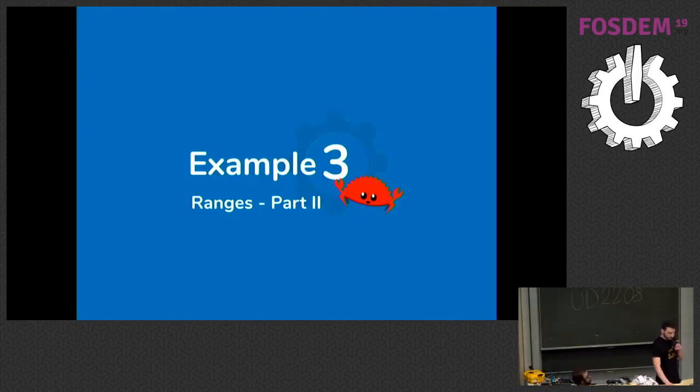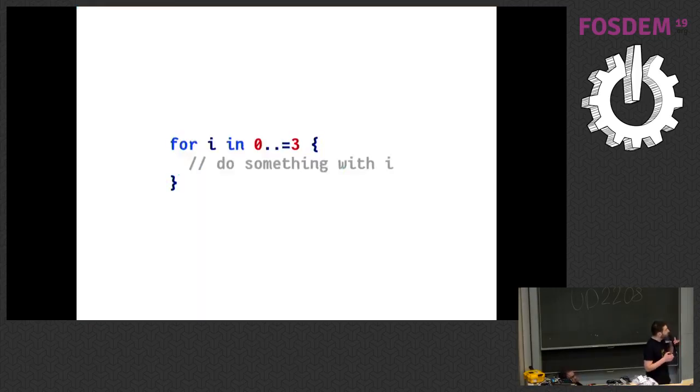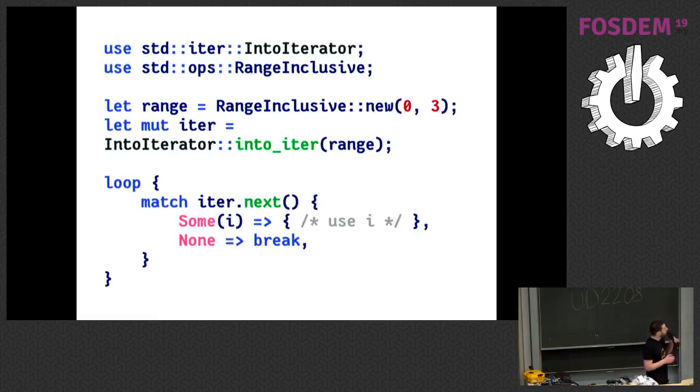Inclusive ranges. Well, if you look at this example, it's similar to the other one with one minor difference. Who can spot the difference here? Yeah, it's easy. Okay, it's an equal sign. What this will compile to is that. And where's the difference here? Yes, it's the range inclusive. It's more or less the same thing, but yeah, it's an inclusive range.